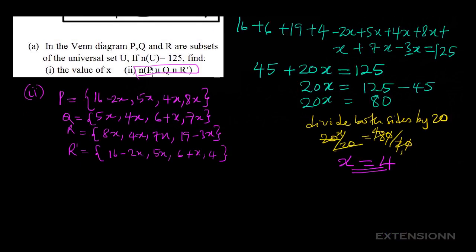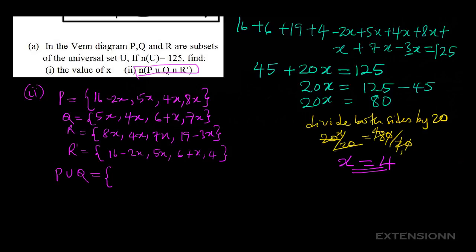Now to solve for this, let's also find P union Q, okay? By the time we get P union Q, we just say P union Q, which we've gotten, then intersect R prime, which we have here. So it will be very easy for us to know the portion represented by this. So let's say P union Q equals, so this is P and this is Q. The union means bringing the common elements between P and Q together. So when you bring the elements of P and Q together without repeating any common element, then you have the union between the two.